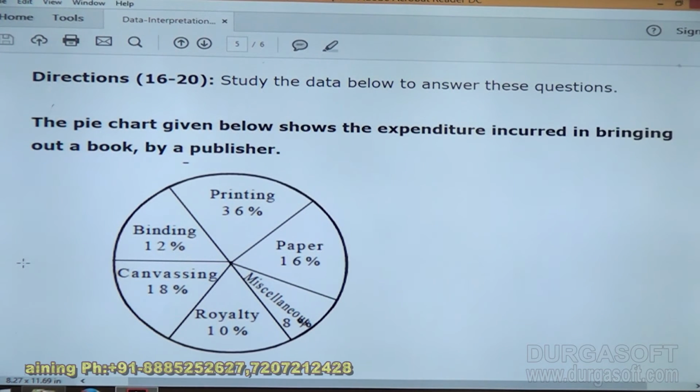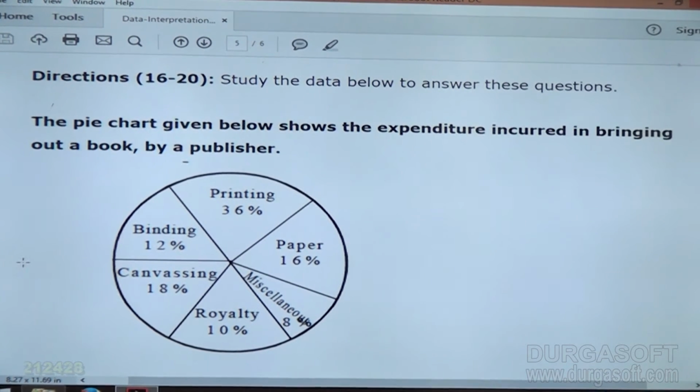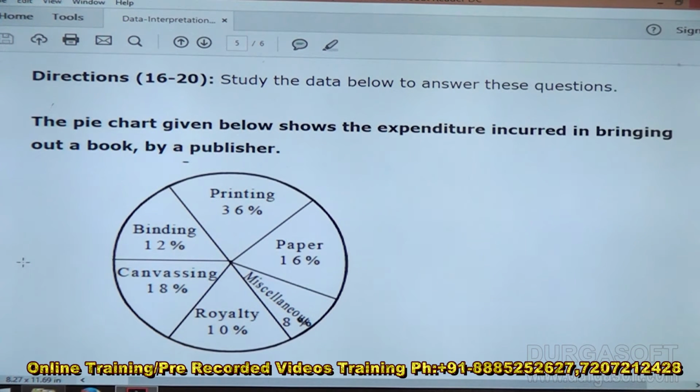So they say that 36% of the amount is spent on printing. 16% is spent on the paper. 8% is spent on miscellaneous expenses. 10% is spent on royalty. 18% on canvassing, and on binding it cost 12%.